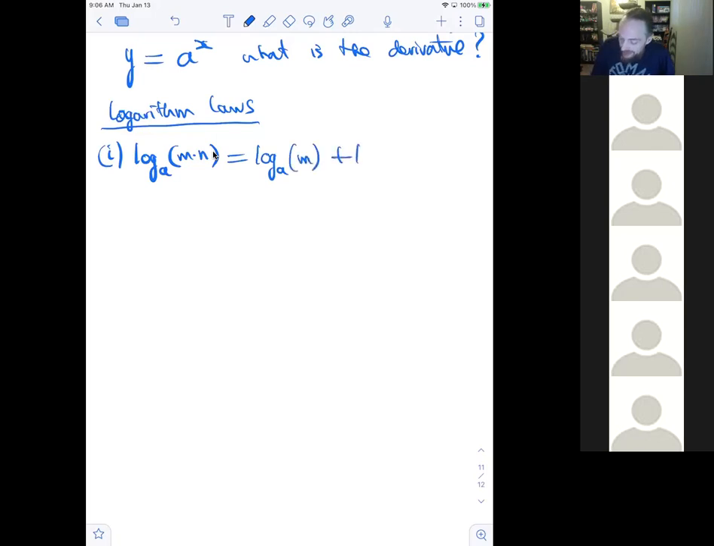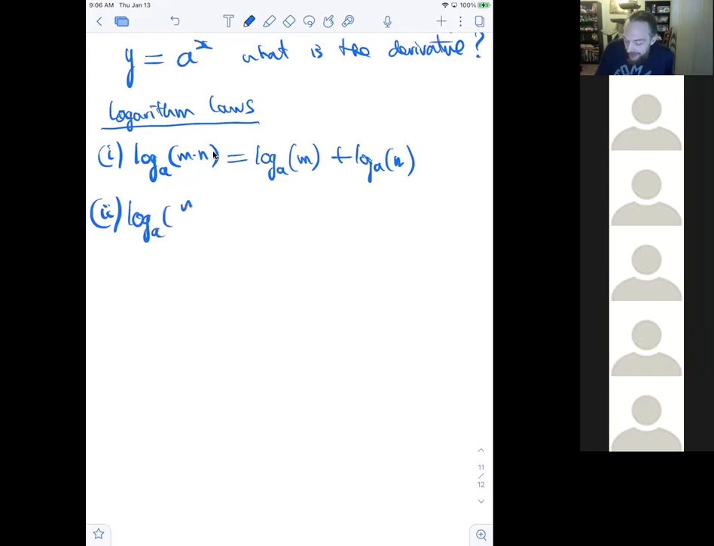Of m plus log base a of n. If you have division on the inside of a logarithm, this is subtraction on the outside. Again, why is this useful? Because computing logarithms is hard, but doing multiplication on top of it is even worse. So if you can do addition in a lot of cases, it's better than doing multiplication. So log, especially when we're taking derivatives of things.